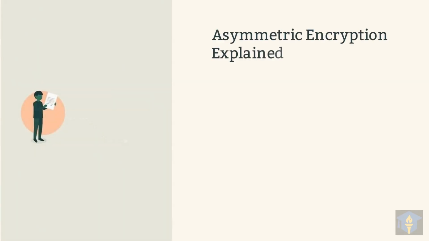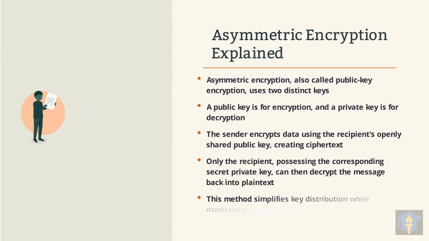Now, we will explore asymmetric encryption, also known as public key encryption, and its unique mechanism. Asymmetric encryption uses a public key to encrypt and a private key to decrypt. This simplifies key distribution while maintaining strong security.